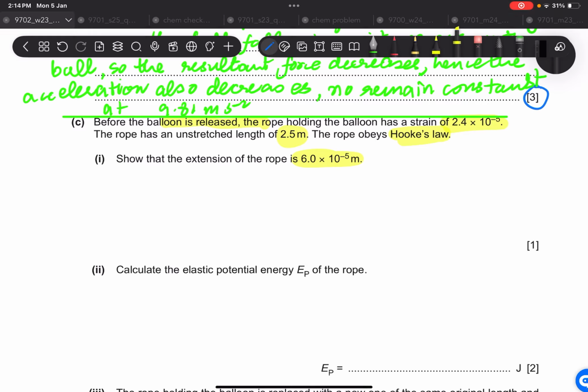Okay. Now, if I say that there's a lot of information, I simply just have to put this information into my formulas and get the extension. I know how to get the extension. I know the formula of my strain has extension. Strain equals my change in length upon my original length.